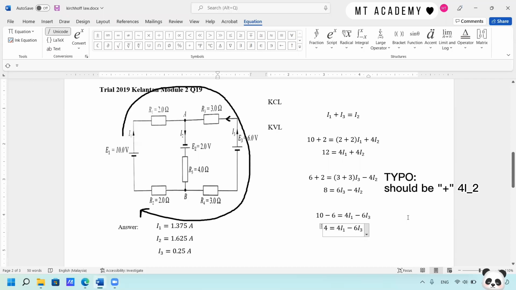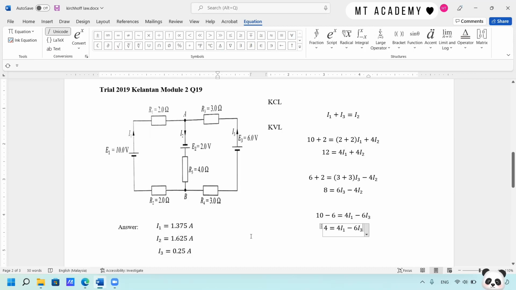So you can also use this equation to check your answer, but you just need 3 equations to solve. I will leave the simultaneous solution for you to do on your own, and the answer will be listed here.